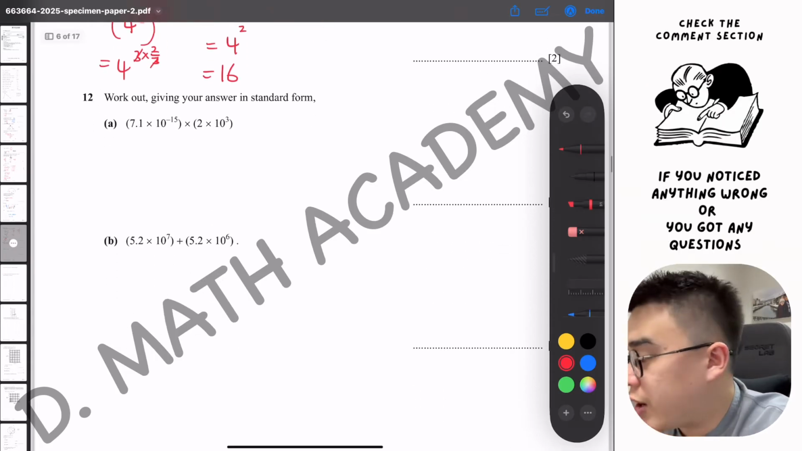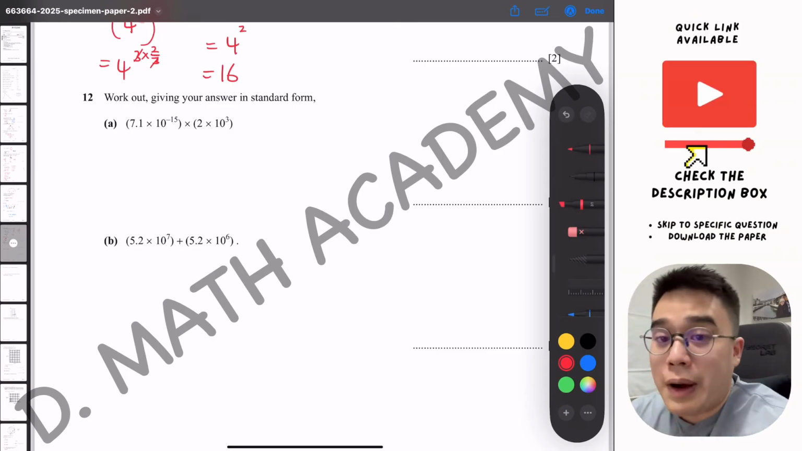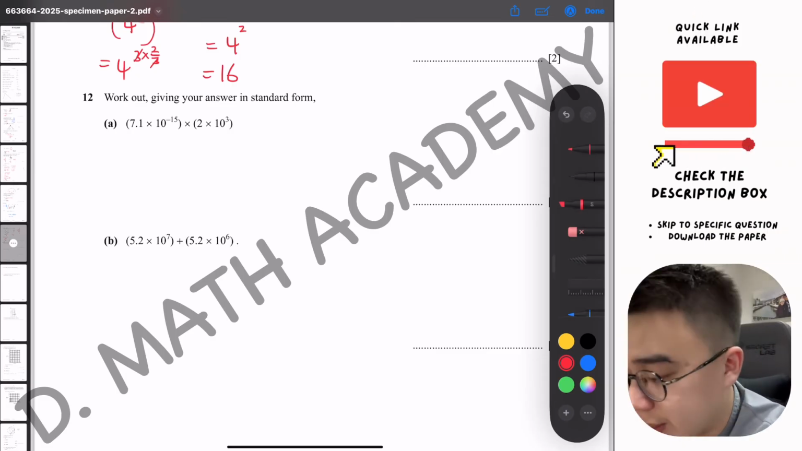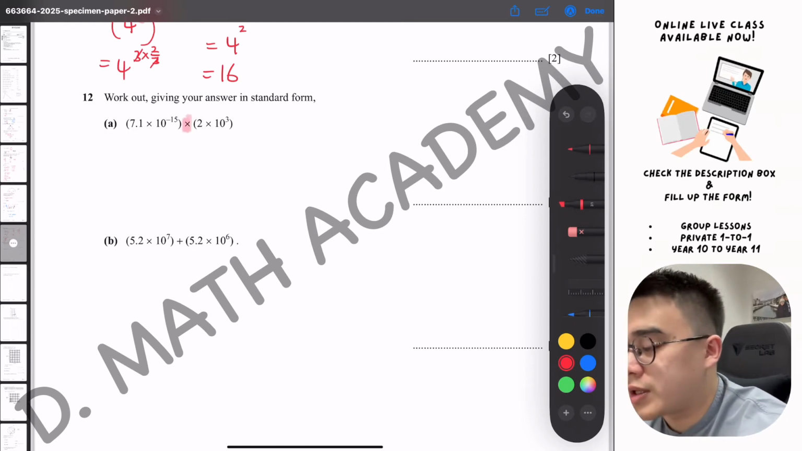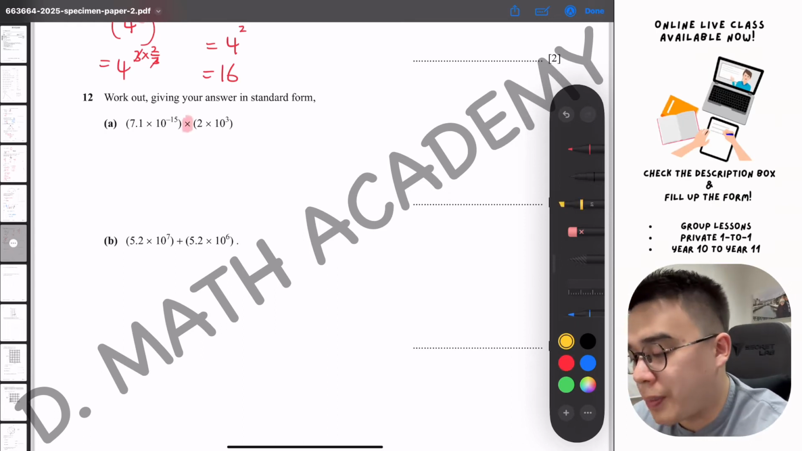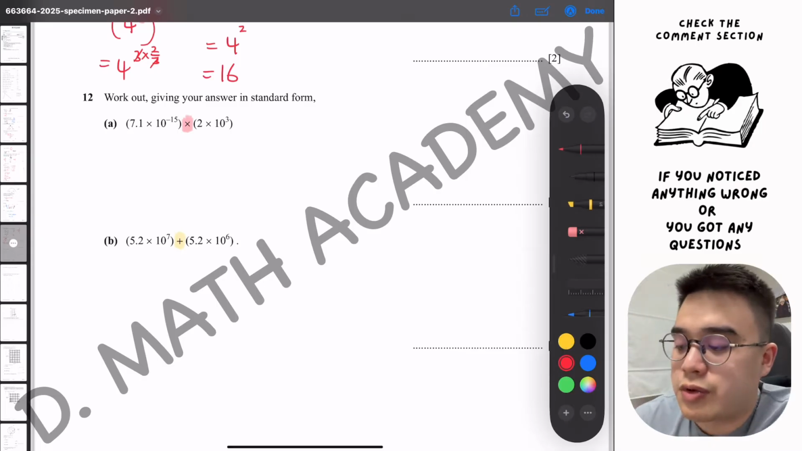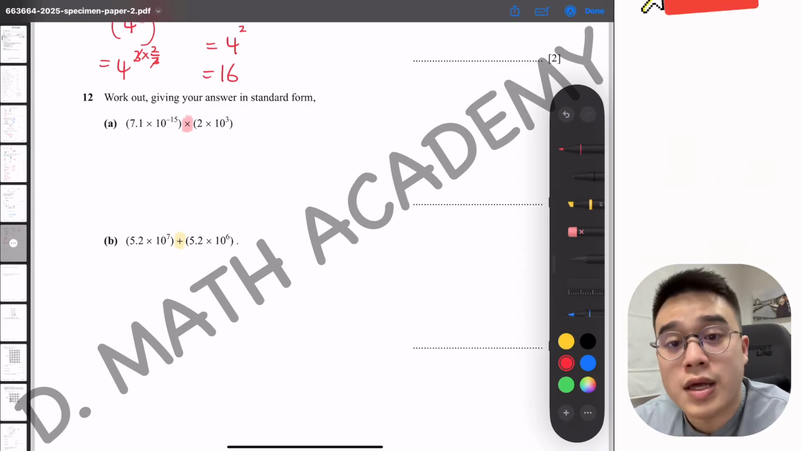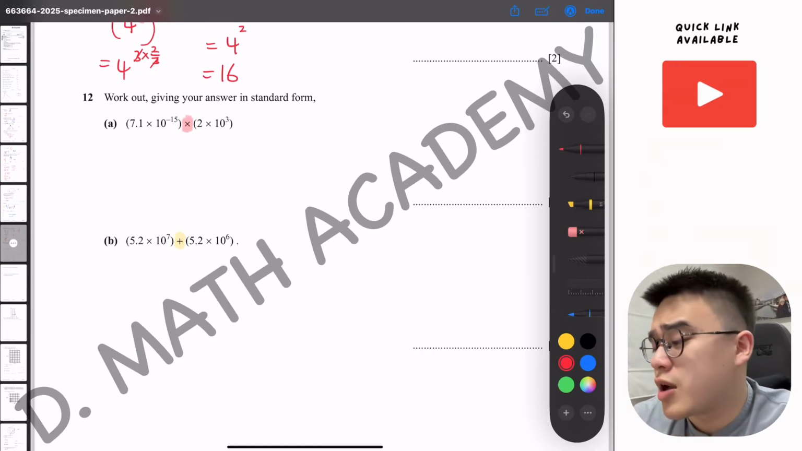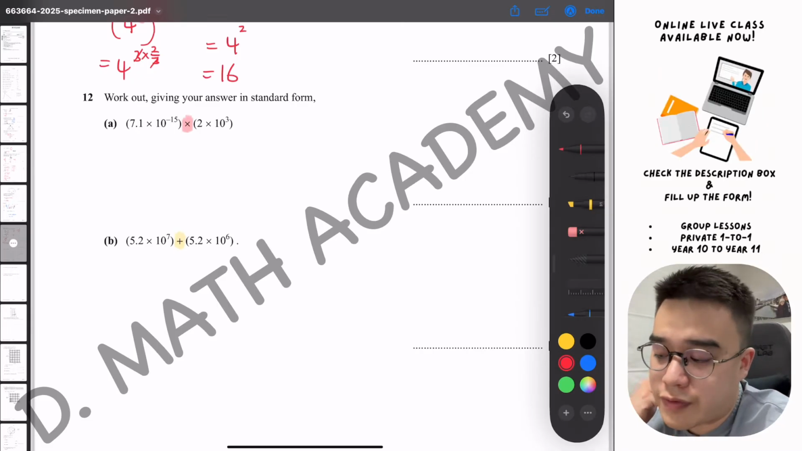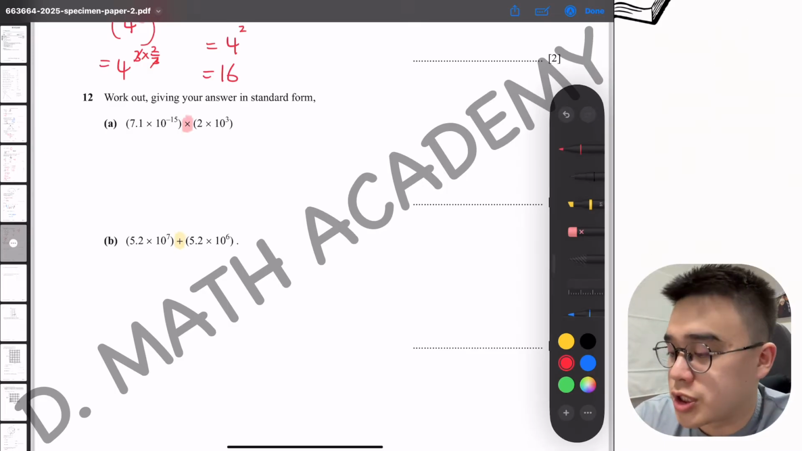Moving on to question 12. This is actually one of my favorites. The brackets are actually unnecessary here. They just wanted to confuse you, or wanted to make you pay attention to little details here. So there's a difference between question 12a and 12b. 12a is a multiplication while 12b is a plus. Back then, with the help of a calculator, a lot of students don't know the fundamentals for this question.